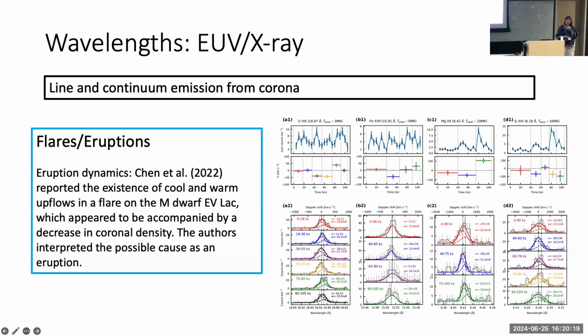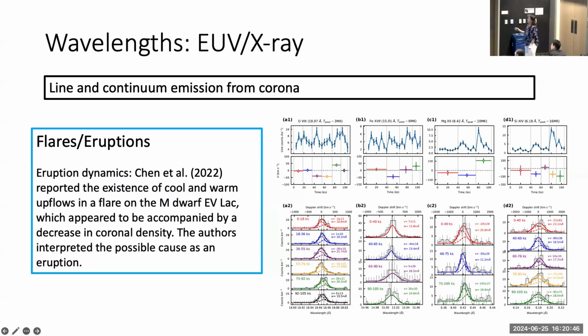Okay, this plot is kind of in between flares and eruptions. There have been a couple of papers now looking at the dynamics during some flares, as seen in some of these very active stars. This particular paper by Chen reported the existence of cool and warm upflows in a flare on the M dwarf EV Lac.